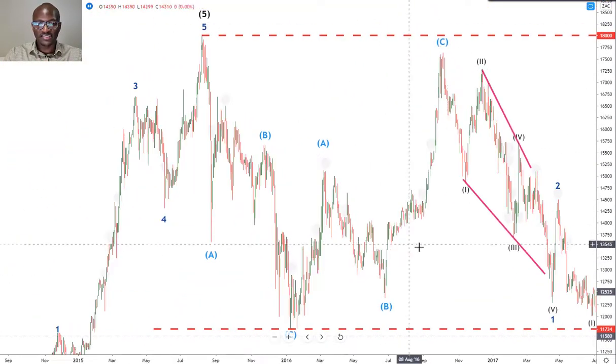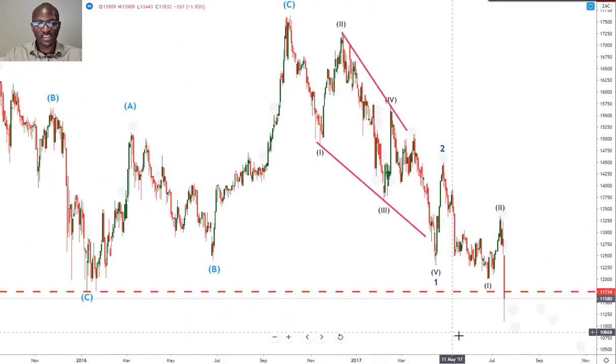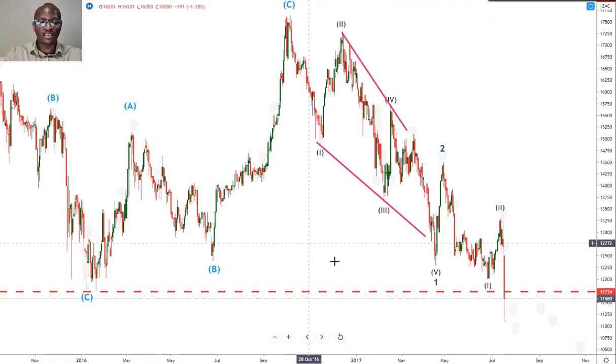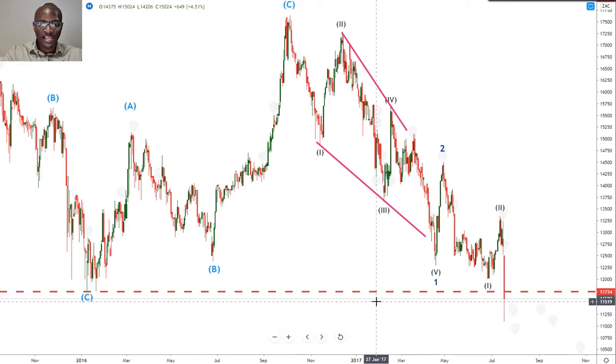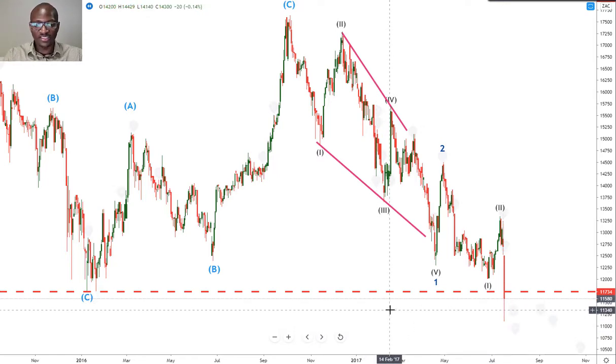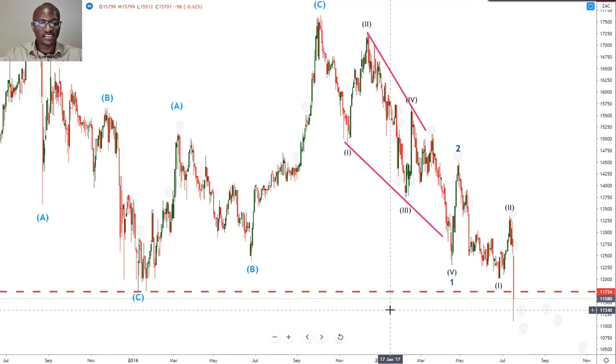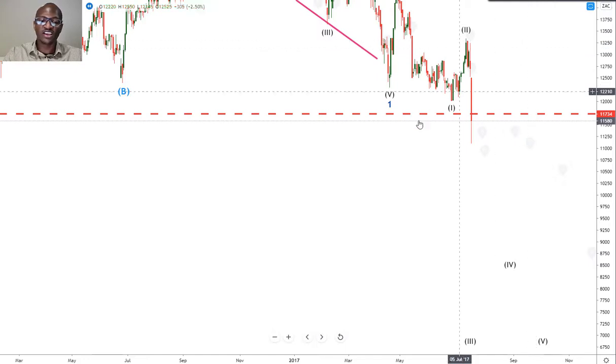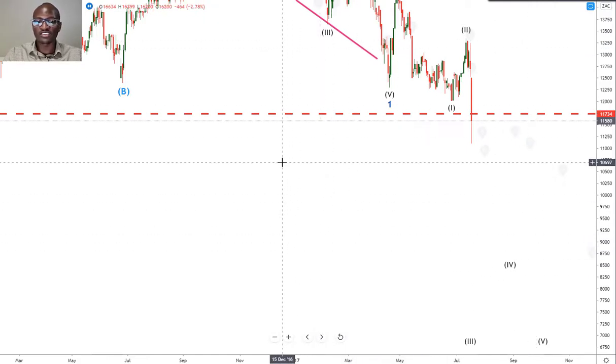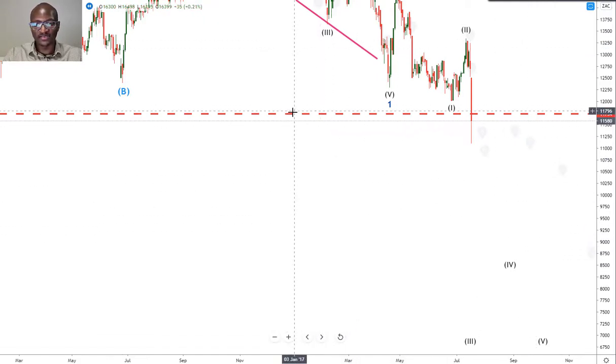Not only that, at this point now, we have a clear break of the neckline. So at this point, we can say that the double top is now confirmed and the bear market is now set. So whatever happens going forward, we know we are in the bear market. We have a price target of about 54 Rand at least.